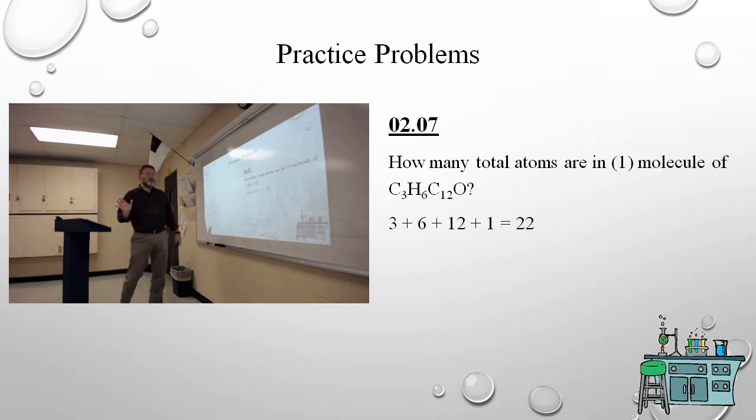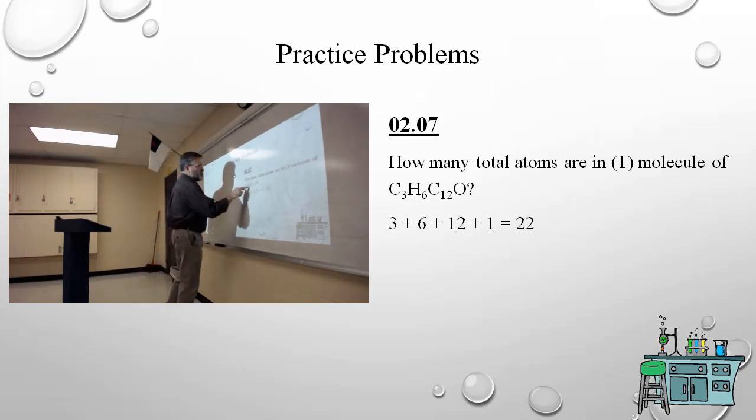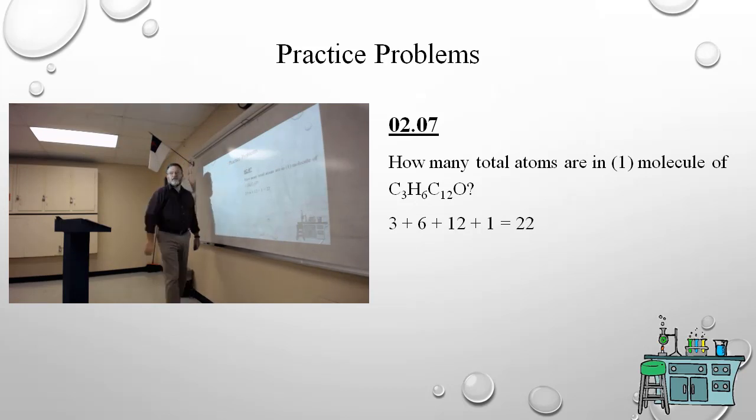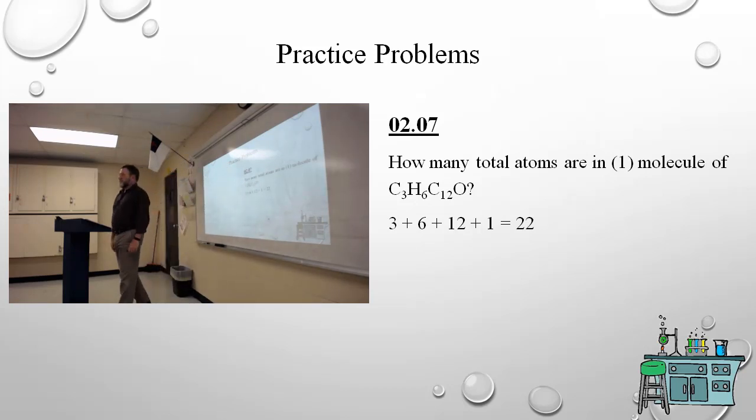So probably the most common mistake here would be to go 3 plus 6 is 9 plus 12 is 21. And that will be one of the wrong answers probably on the multiple choice exam for a question like this. A wrong answer would be 21 to see if you remembered that the oxygen has an implied 1 beside it. We good? Got it? All right.